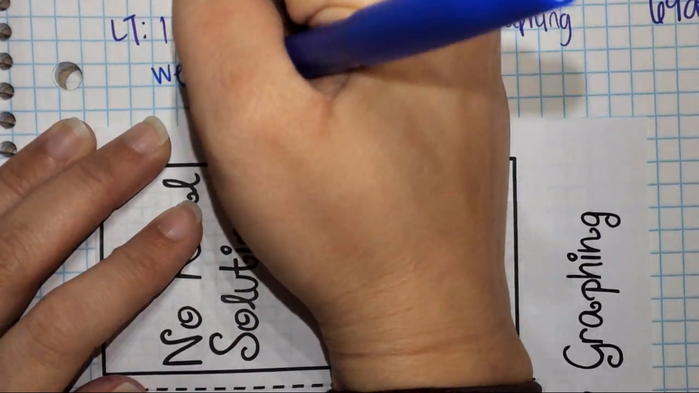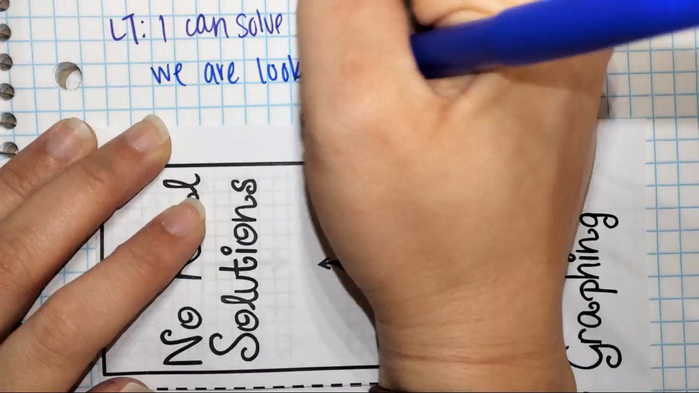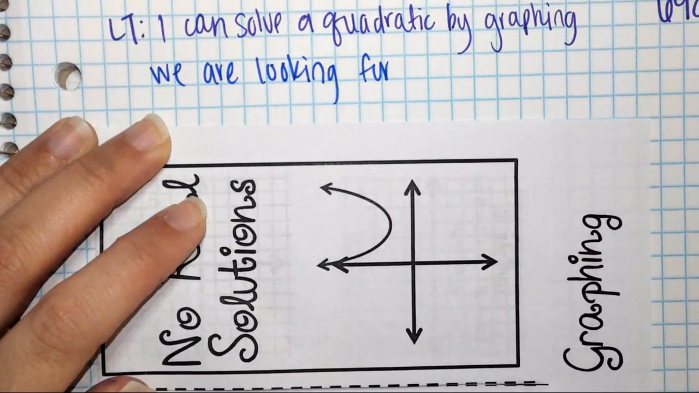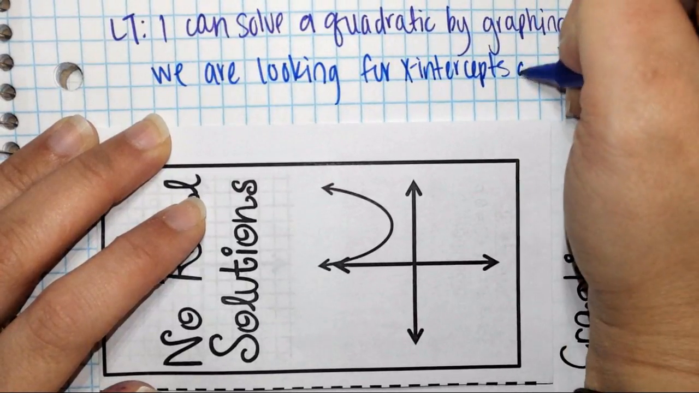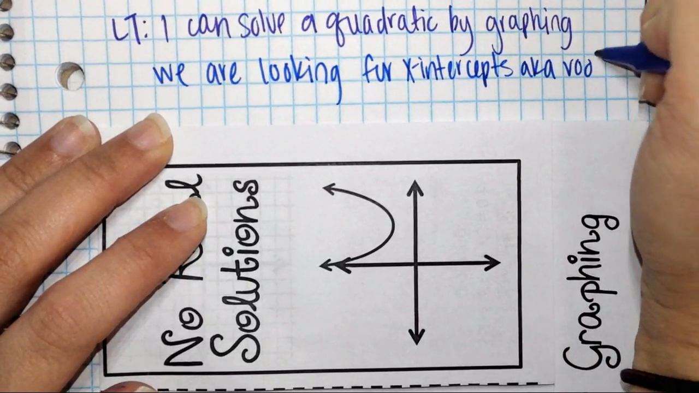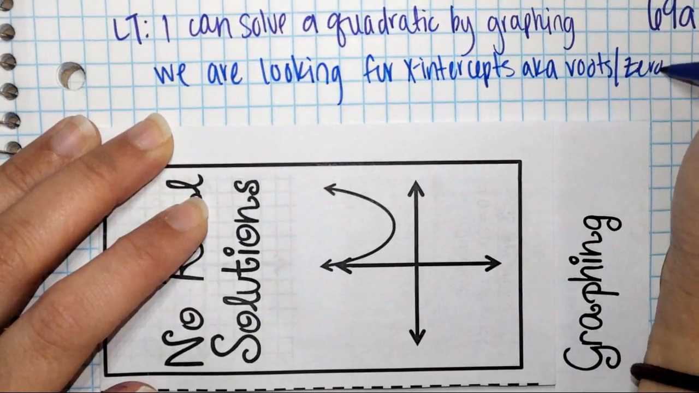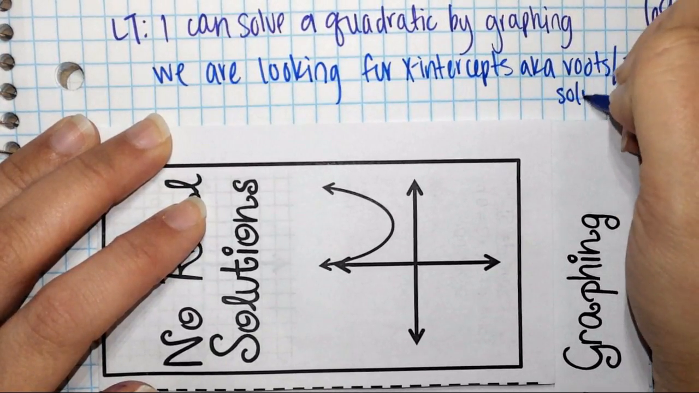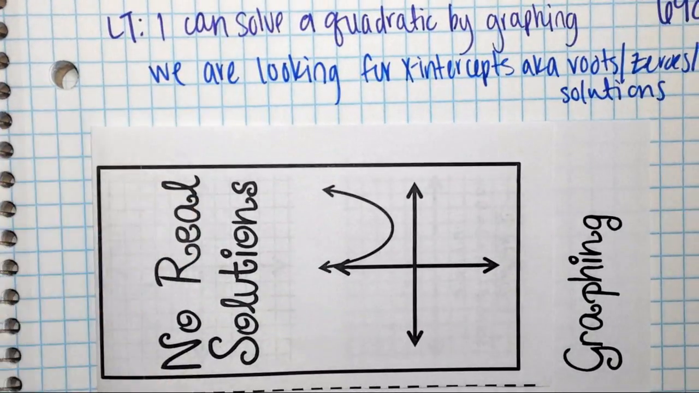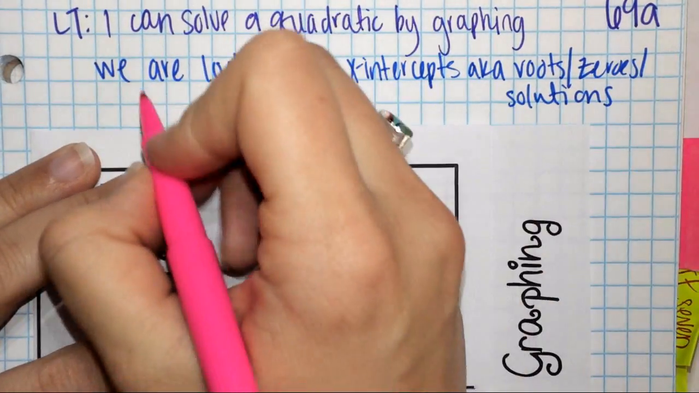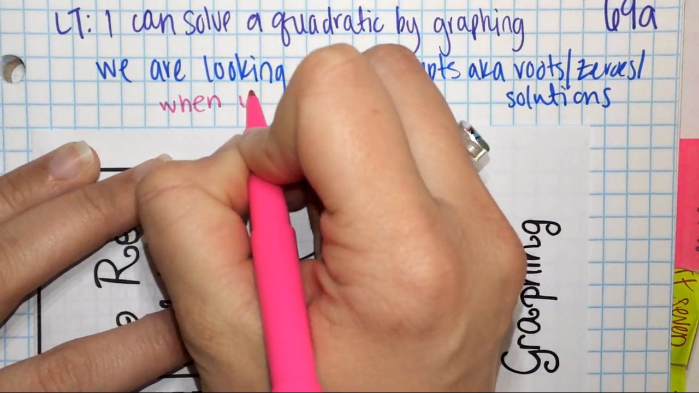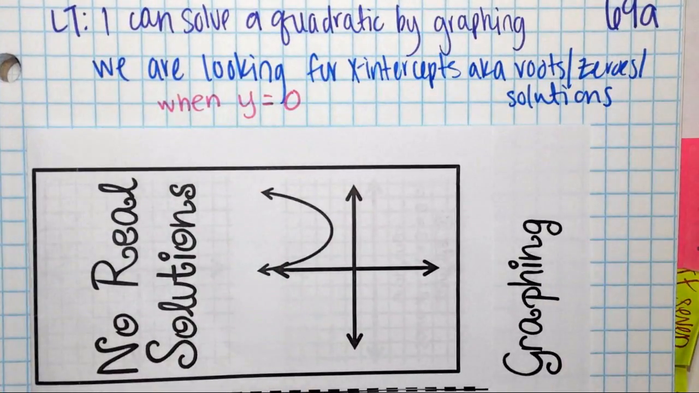So we are looking for, and take a point, x-intercepts, aka roots, zeros, solutions. And besides Whitney, who can tell me what y equals when we're looking for our solutions? 0. Take a point. So when y equals 0, that's what we're looking for.